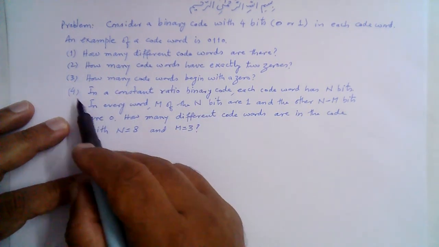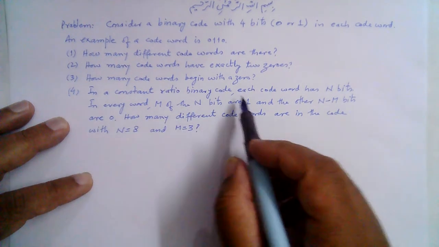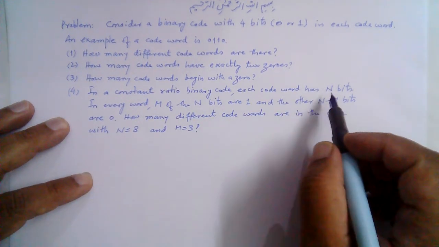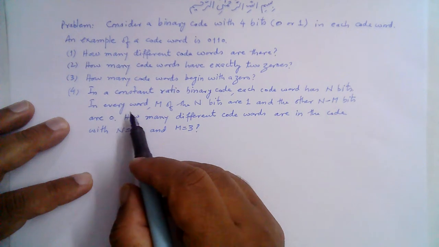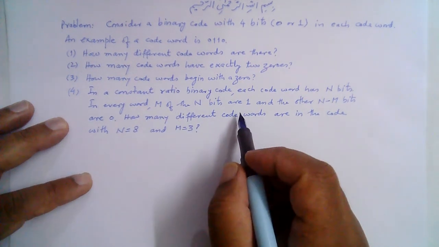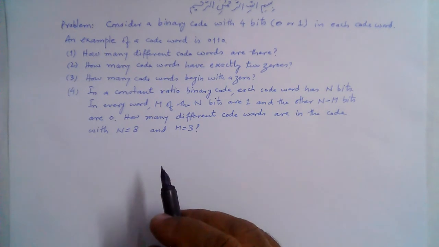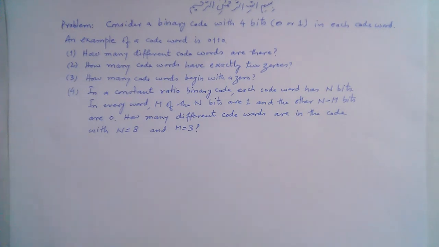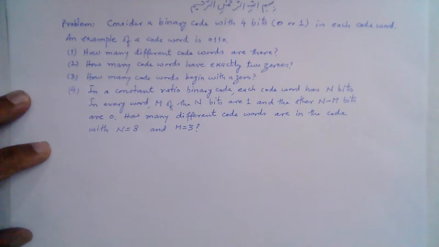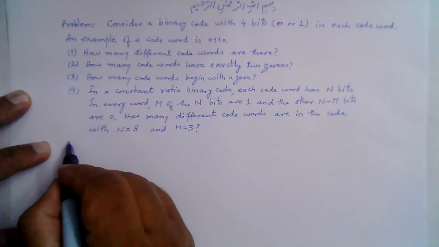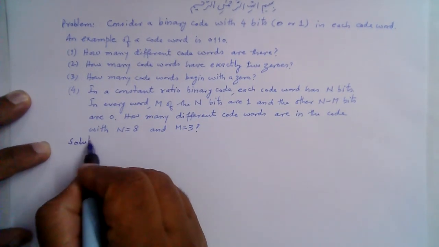And number 4, in a constant ratio binary code, each code word has n bits. In every word, m of the n bits are 1 and the other n minus m bits are 0. How many different code words are in the code with n equal to 8 and m equal to 3? So let's begin the solution.